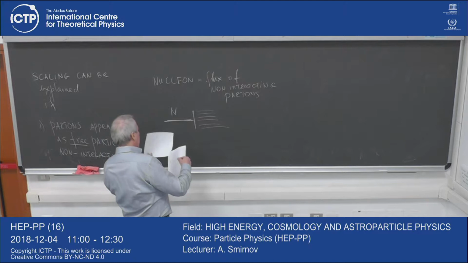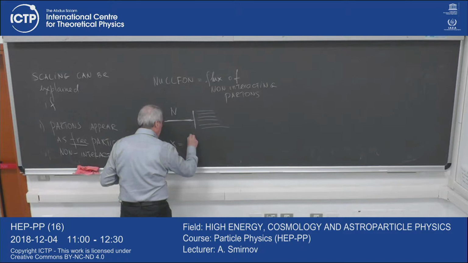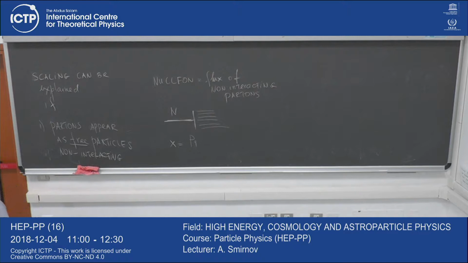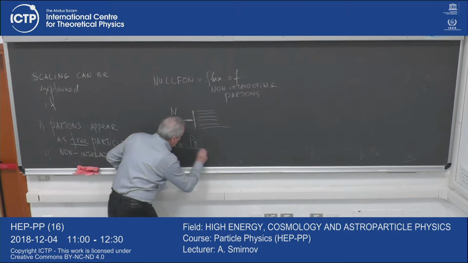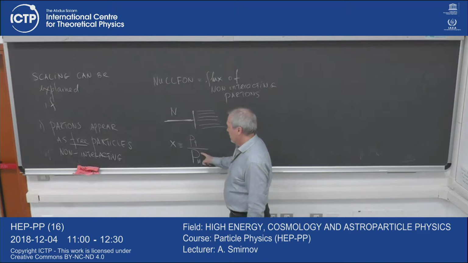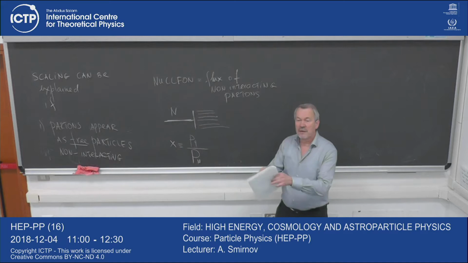To describe this, we introduce the variable x, which is the momentum of the parton, and let me put here q, because already in the beginning people started to think that maybe these partons are actually the quarks we are discussing. At least some of them are quarks. For this reason, the picture was called the quark-parton structure of nucleons. So we introduce the variable x, which is the ratio of the momentum of a given parton over the total momentum of the nucleon. And so partons share the total momentum of the nucleon.